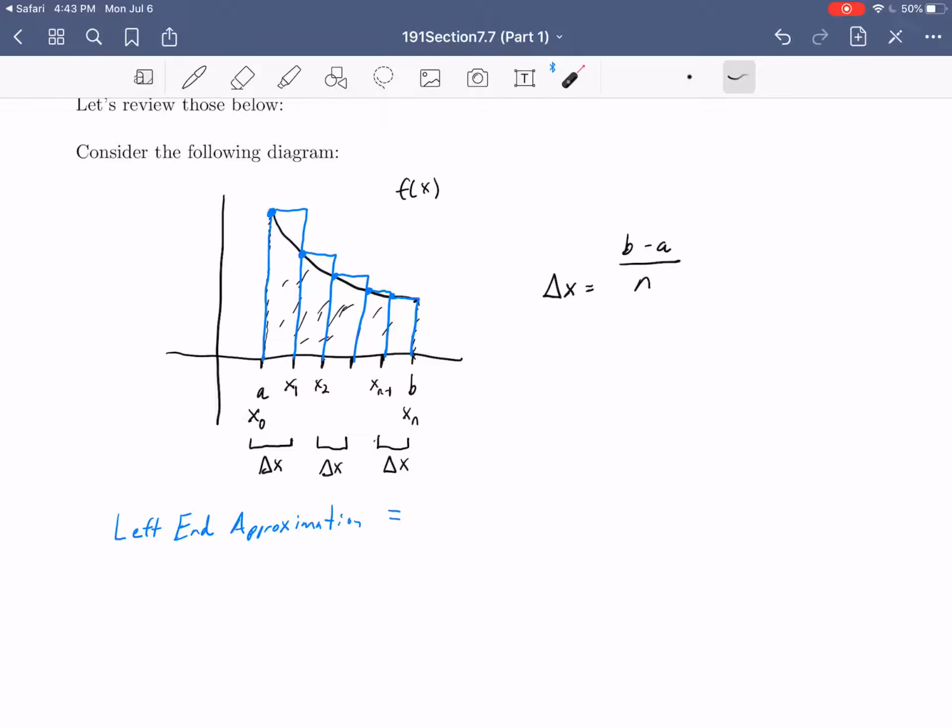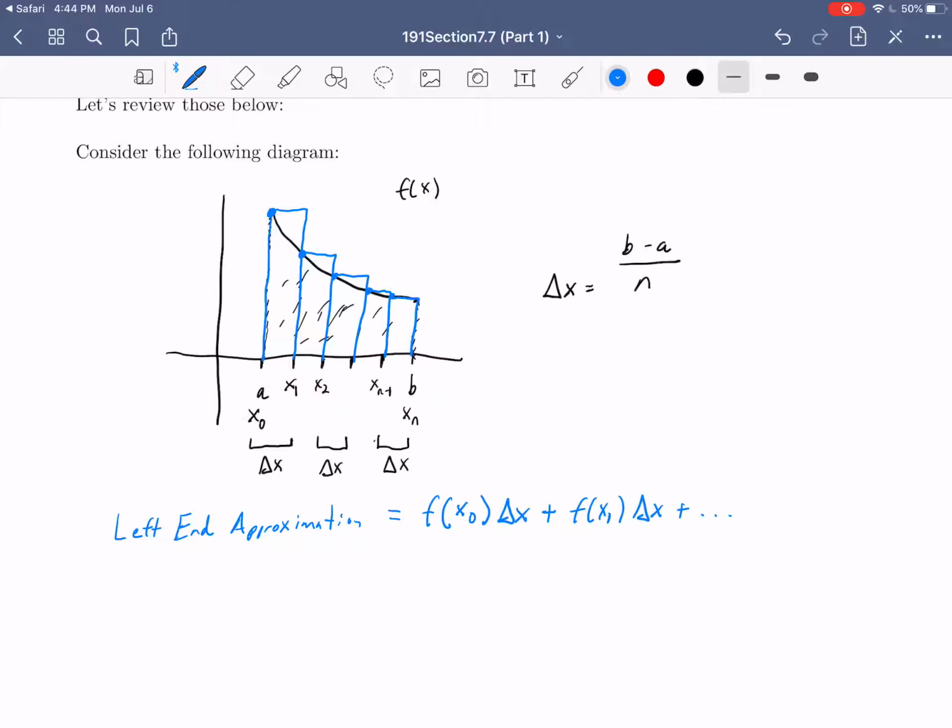Well, the area of a rectangle is the height times the width. So in this first rectangle here, the height is at that first endpoint, so it would be f at x sub 0 times the width, which is that delta x. So we'd have times delta x, and then we would add that to the next one. The next one had height at f of x1, so f of x1 times delta x again, because again, the width for all of these are delta x.